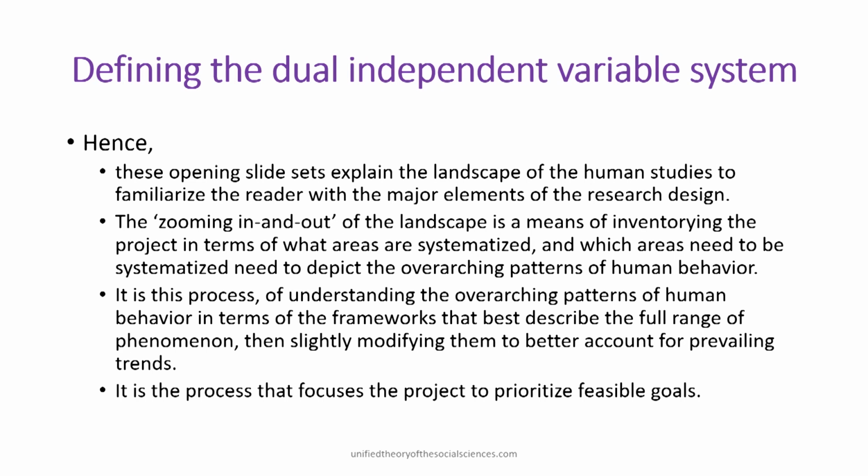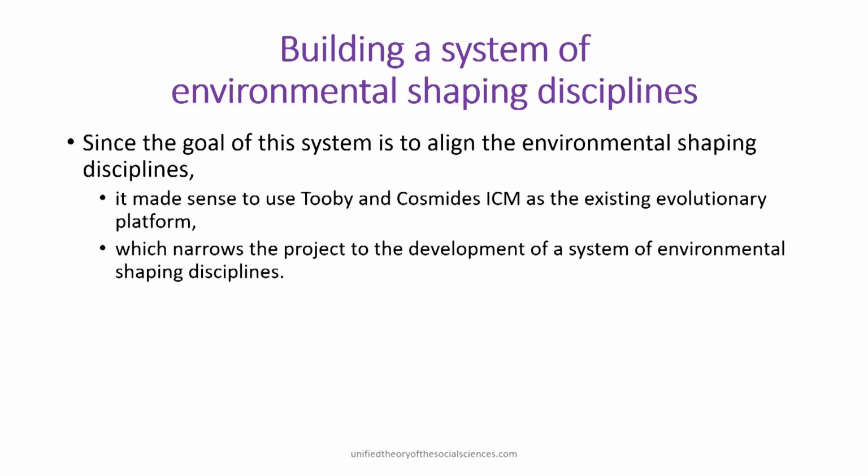Hence, these opening slides explain the landscape of the human studies to familiarize the reader with the major elements of the research design. The zooming in and out of the landscape is a means of inventorying the project in terms of what areas are systematized and which areas need to be systematized, and need to depict the overarching patterns of human behavior. It is this process of understanding the overarching patterns of human behavior in terms of the frameworks that best describe the full range of phenomenon, then slightly modifying them to better account for prevailing trends. It's this process of focusing the project to prioritize feasible goals.